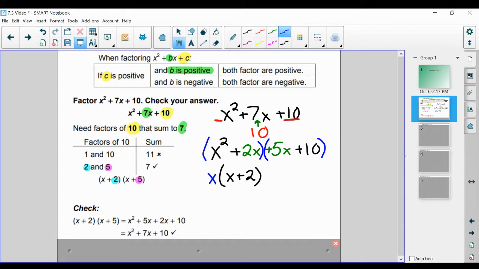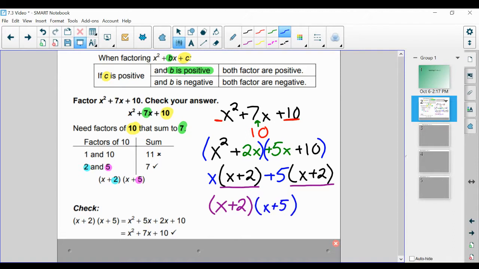On the right-hand side, we have 5x plus 10. We can factor out positive 5, and we're left with x plus 2. So now we have the same exact set of parentheses, so we can factor those out just like we did previously coming into today's lesson. And now we're left with x plus 5, which is, again, the exact same answer as we had before.